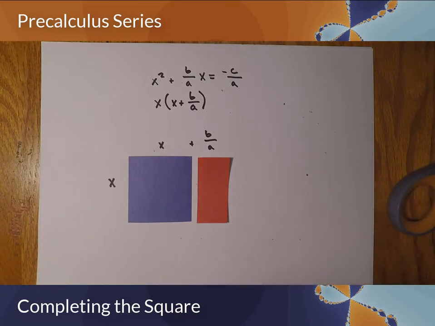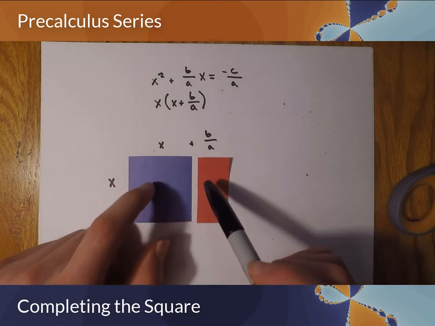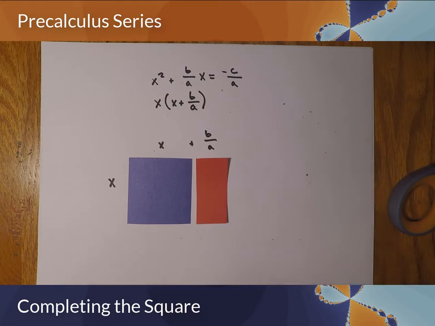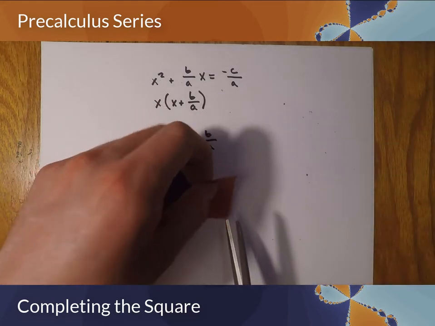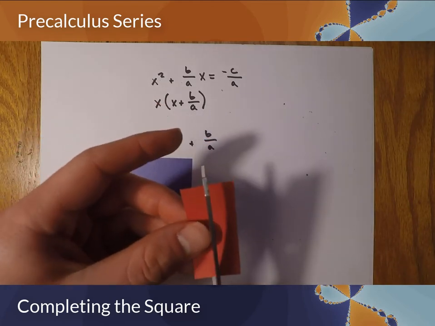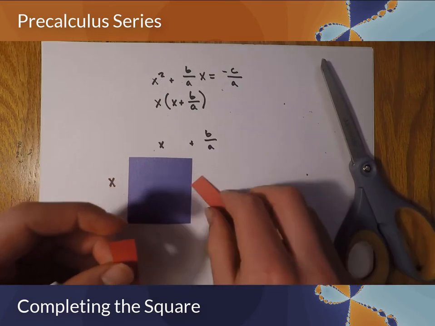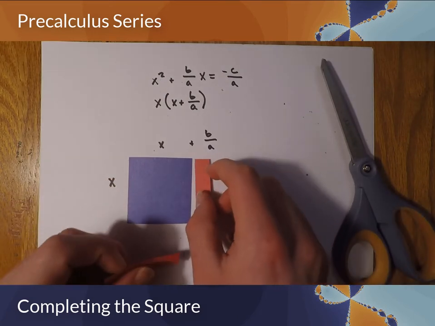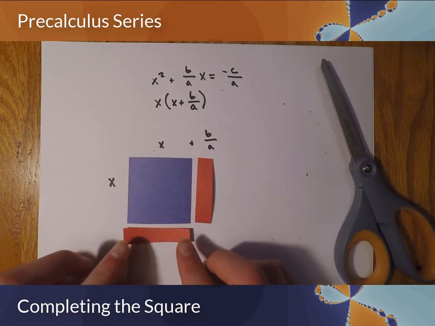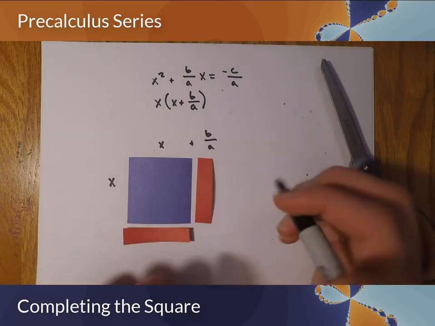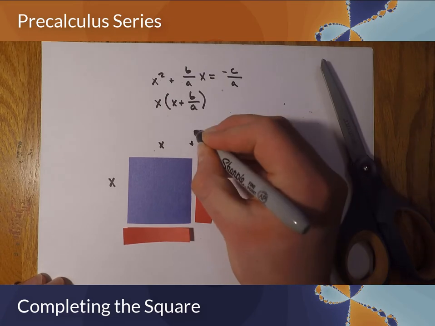When we're completing the square, what we're doing is we're making the area that this function creates into a square. Now, what we'll do is we're going to cut this b over a in half, like this. And so now what we have is these two thin strips that are half as big. So what we do is we multiply this term by half.